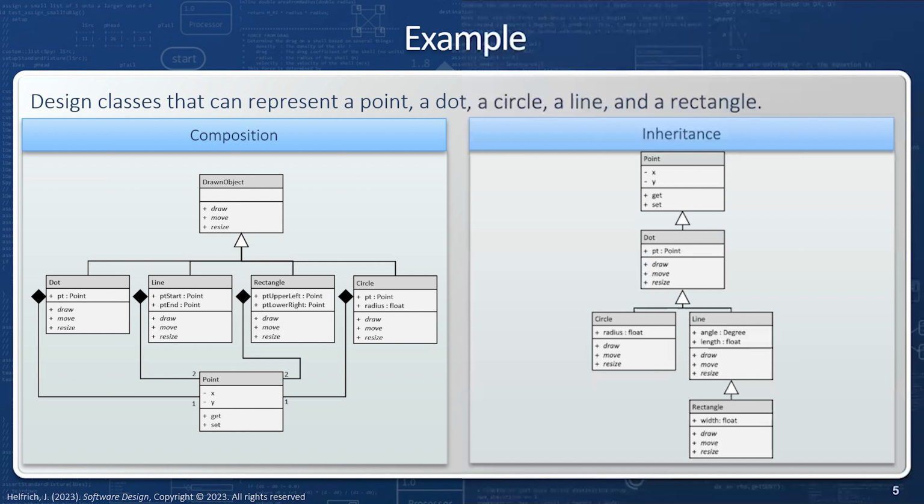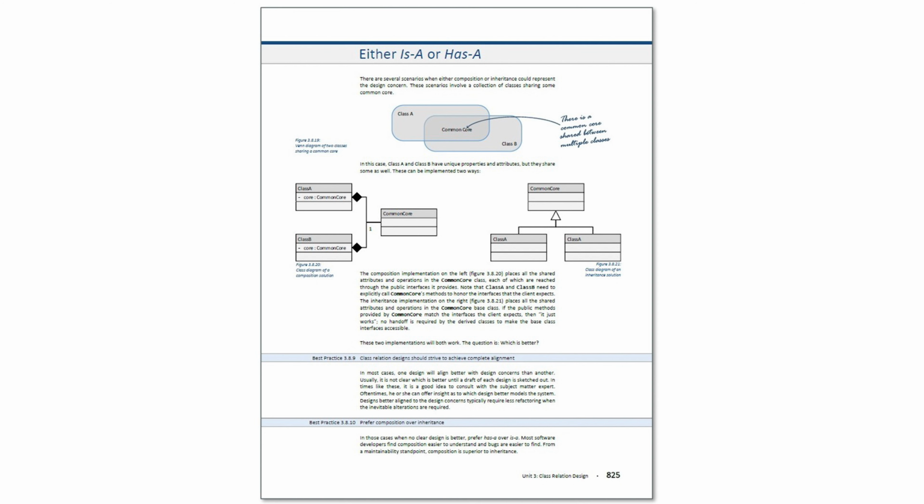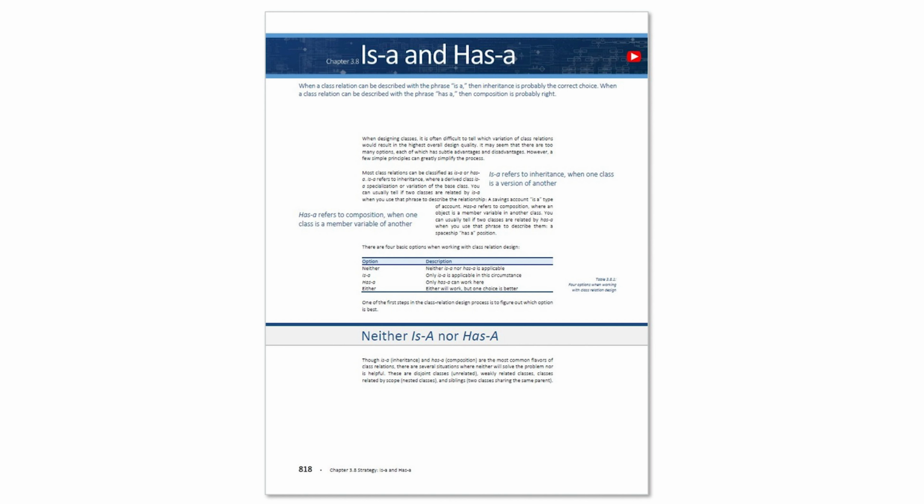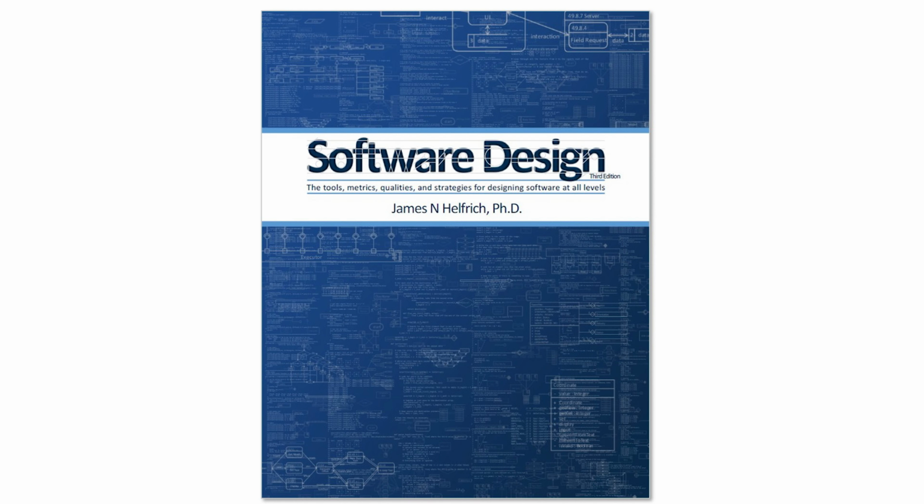But let's say, just for the sake of argument, that the client said they're both the same. And if composition and inheritance are equally good, we should favor composition. You can learn more about this in the "either is a or has a" section of the "is a and has a" chapter of the software design textbook.